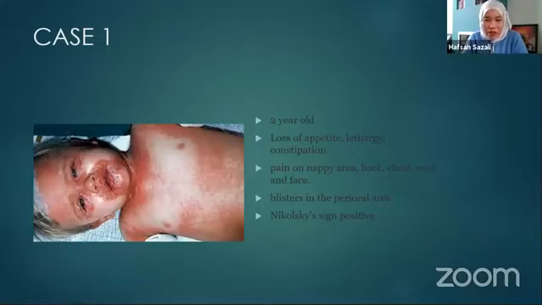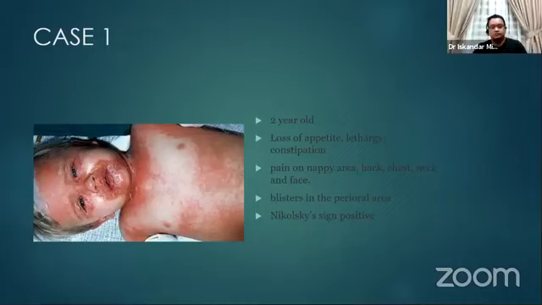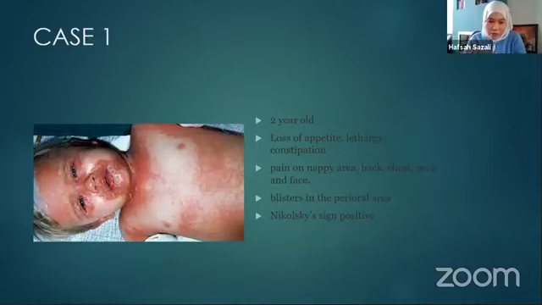Usually they present with painful skin on the flexural areas, armpits, groin, nappy area. They can get blisters around the orifice as well, so in this case on the mouth, and they can get it around the ears as well. They're usually quite miserable, and I mentioned Nikolsky's sign there, which is a sign where when you gently stroke the skin, it can cause exfoliation of the skin. You can see flaccid bullae. So there's sheets of the skin lifting off.